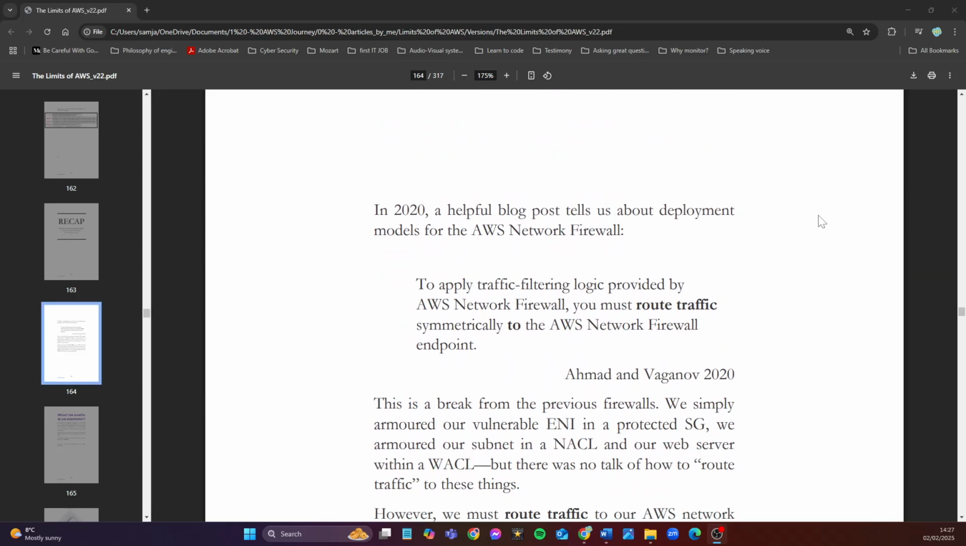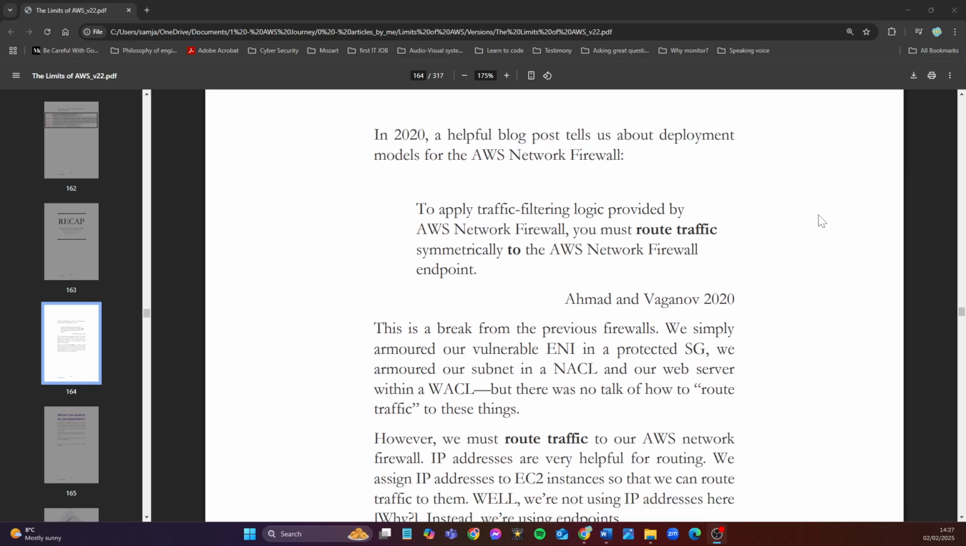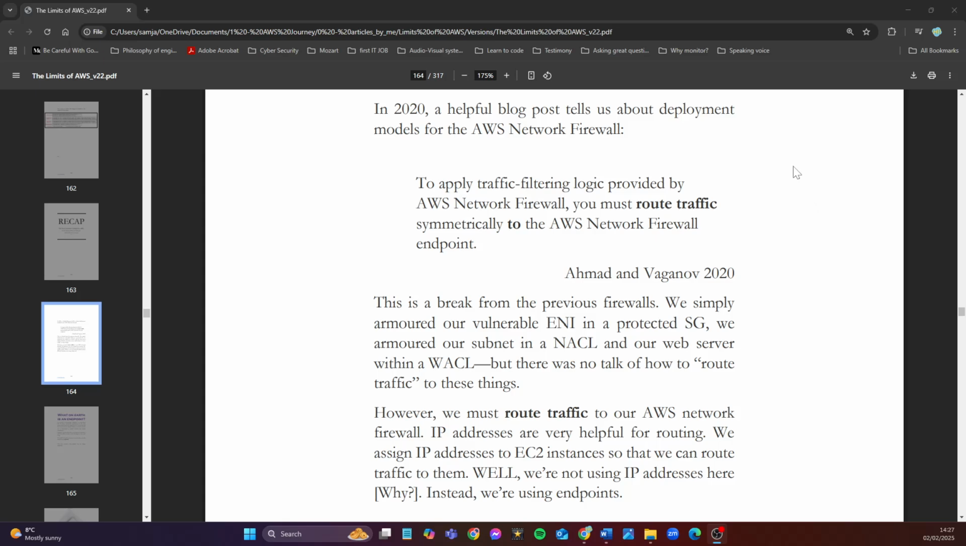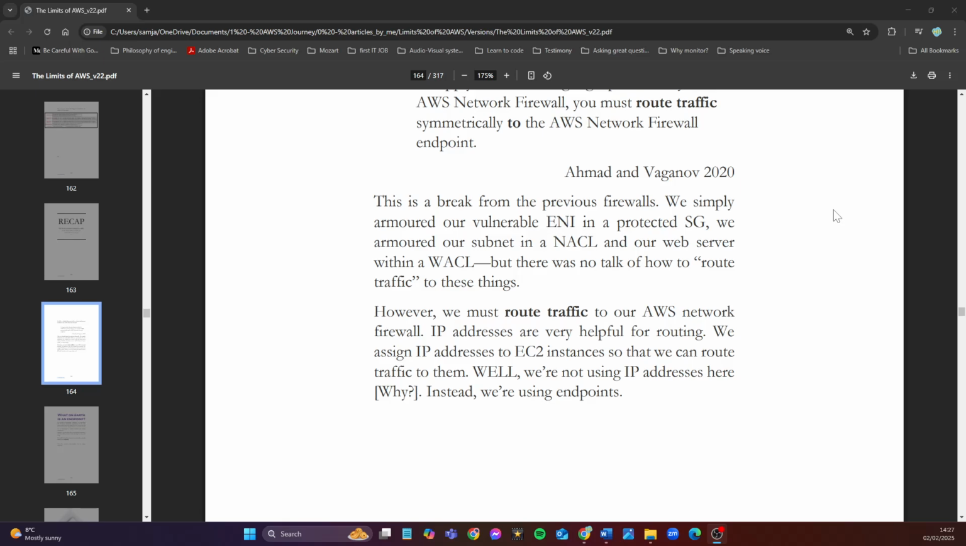In 2020, a helpful blog post tells us about deployment models for the AWS Network Firewall. To apply traffic filtering logic provided by AWS Network Firewall, you must route traffic symmetrically to the AWS Network Firewall endpoint. This is a break from previous firewalls.